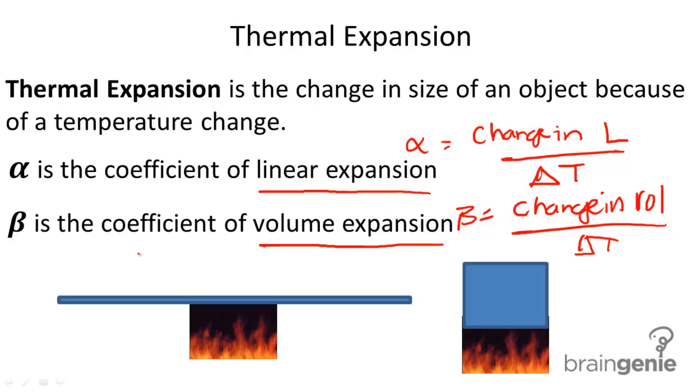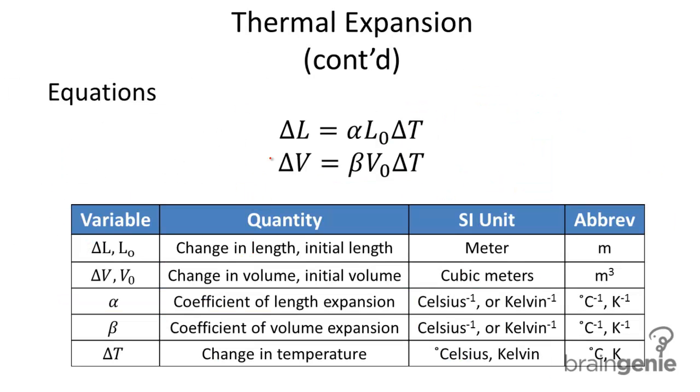Alright, next up. So now we know what alpha and beta are. Let's actually apply them in formulas or equations. So the two equations we'll need to know are delta L, which is the change in length. Change in length equals alpha, the coefficient of linear expansion, times L0, the initial length, times the change in temperature. Similarly, delta V, change in volume, equals beta times the initial volume times the change in temperature.